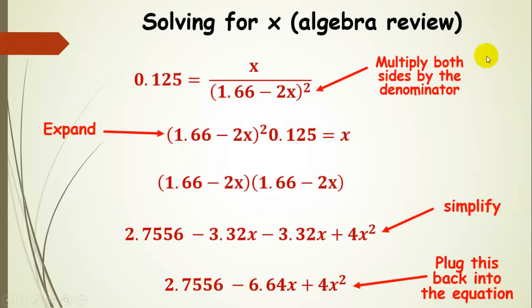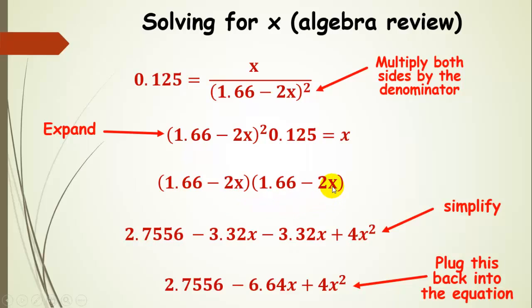Now we're finally ready to solve for x. Okay, so again, algebra review here. We're going to take this denominator, we're going to multiply both sides by the denominator. And so that's going to cancel out 1.66 minus 2x squared on the right side of the equation, and we're going to move it over to the left. And so now we have the squared term, the original value for K, and that's going to be equal to x. Now, we need to expand this equation, and so we're going to go ahead and do that. We're going to FOIL it out. 1.66 times 1.66, 2.7556.